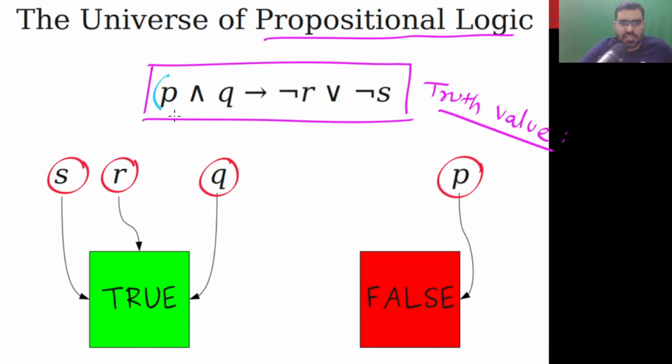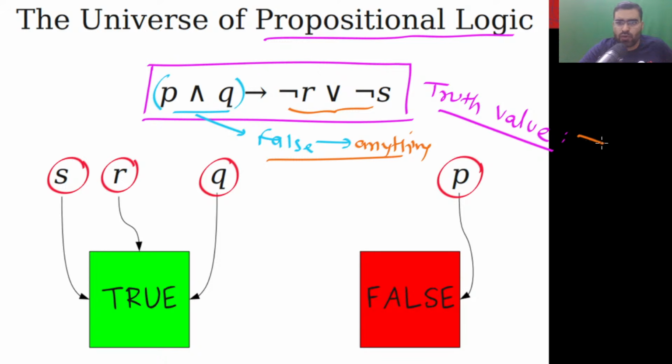Again, you can see that p and q is going to be false. And false implies anything. False implies anything is true. So remember, false implies anything is true. So you can see this expression will evaluate to true in this case also.